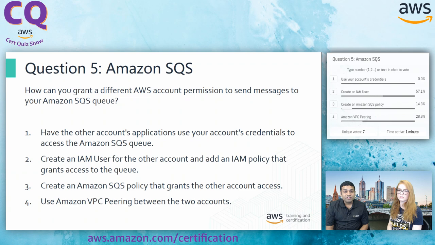First option is have your account's application use your account's credential to access SQS. Viewers online have said no. No, that's not a good option because it's not secure. Good. Option 2, create an IAM user for the other account and add an IAM policy that grants access to the queue. Okay. Now, a few important points here.